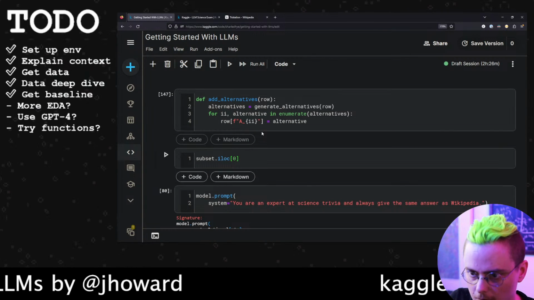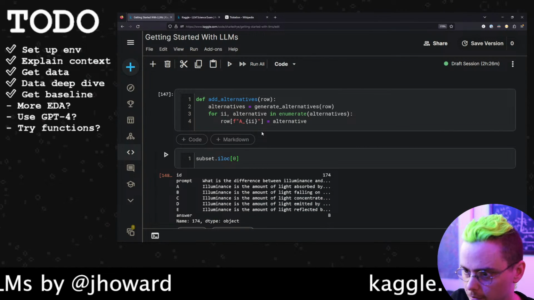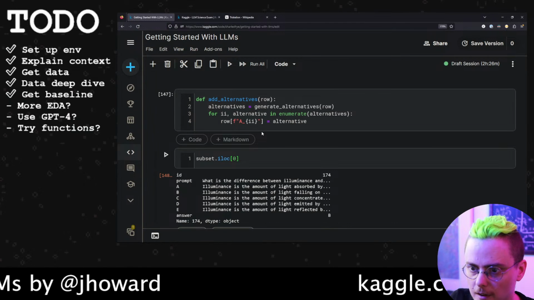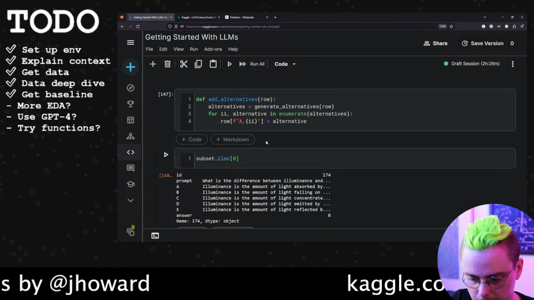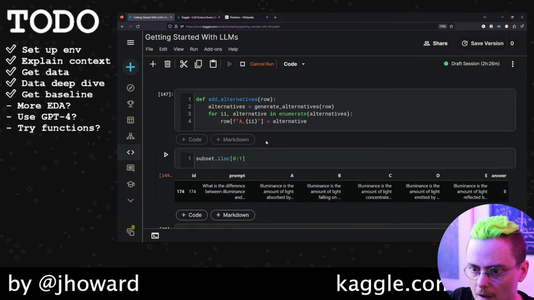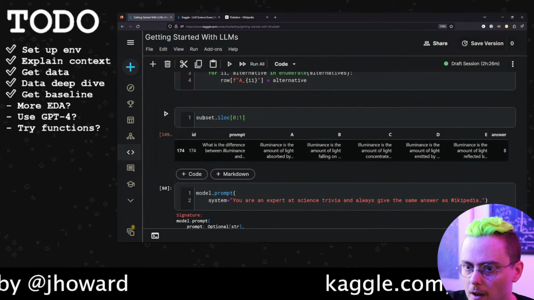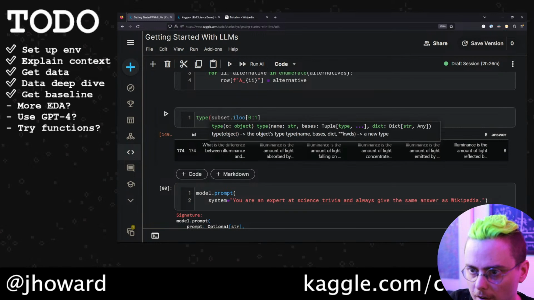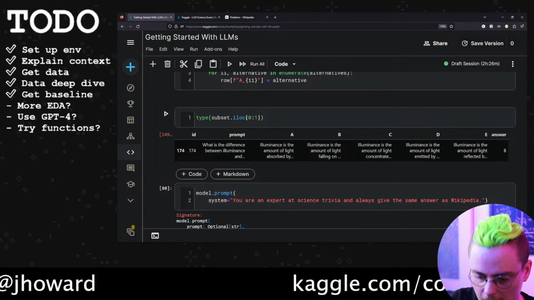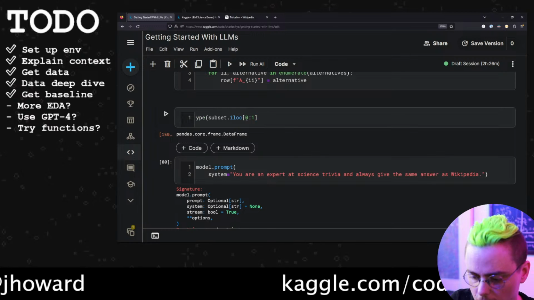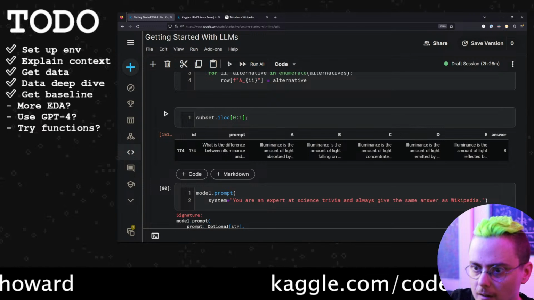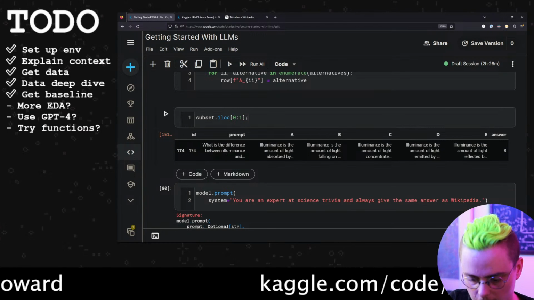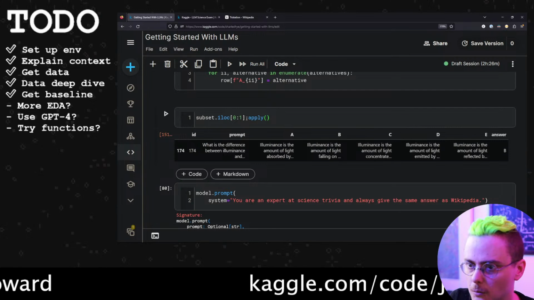Let's grab just one of them, subset.iloc. So I'm grabbing just one. This is of type data frame. That's what I changed there when I went from .iloc[0] to .iloc[0:1], switched over to a data frame instead of a series. Want to make sure that this works.